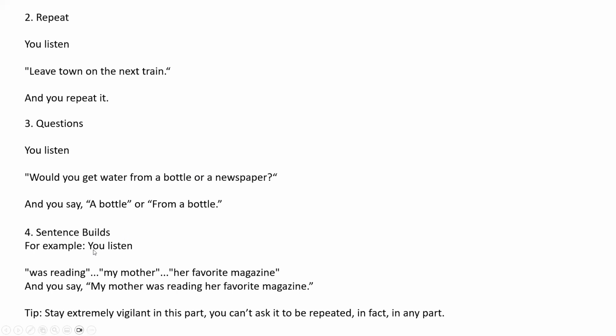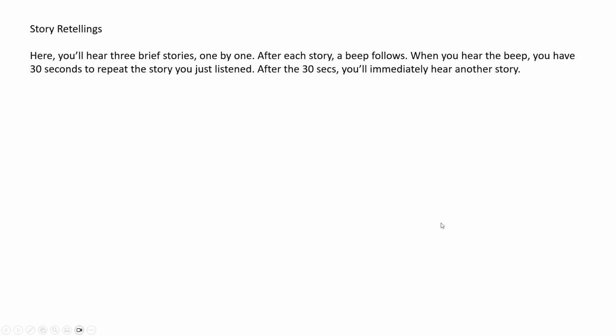Next one is sentence builds, so you have to listen. "Was reading, my mother," and in between it'll give some space. "Was reading, space, my mother, her favorite magazine." You have to arrange this into a complete statement and say, my mother was reading her favorite magazine. The tip here is to stay extremely vigilant in this part, because you can't ask for it to be repeated, in fact in any part. Then storytelling: you will hear three brief stories one by one.